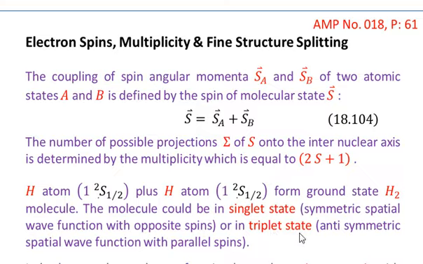In the triplet case, the total value of capital S is equal to 1, giving 2S plus 1 equal to 3. And in the singlet case, the value of the total spin angular momentum quantum number, capital S, will be equal to 0. If you put 0 into 2S plus 1, you will get 1. That's why the state is referred to as the singlet state.